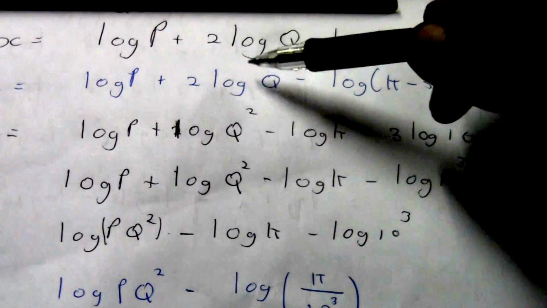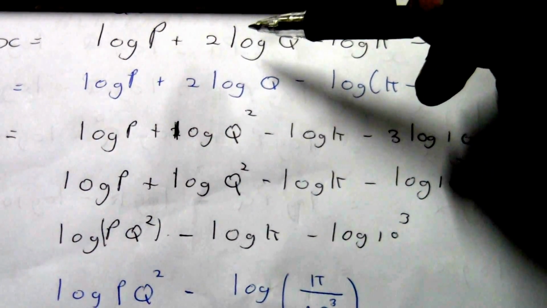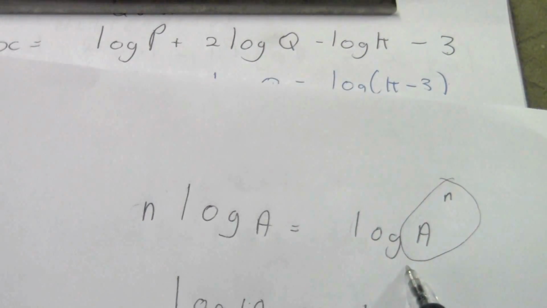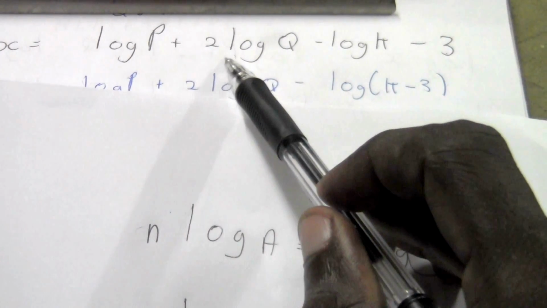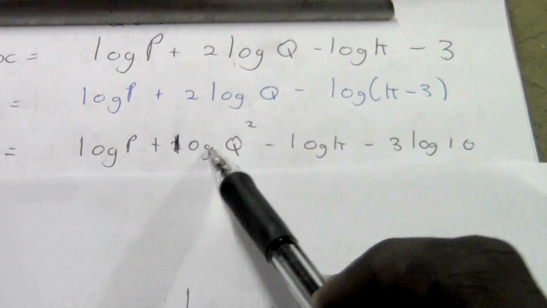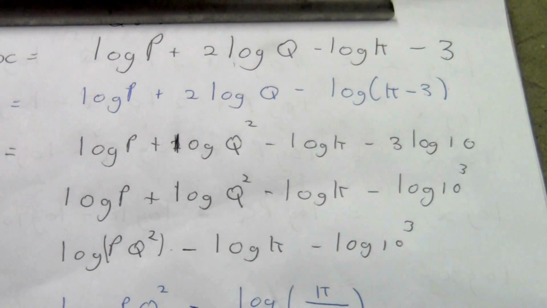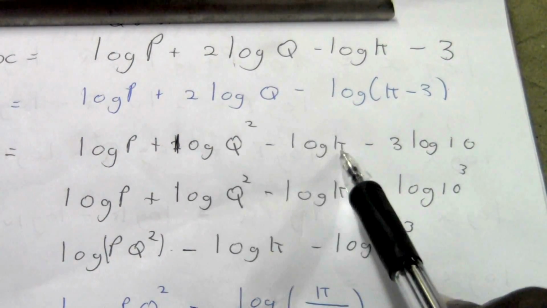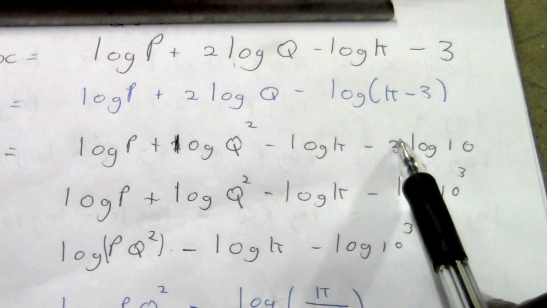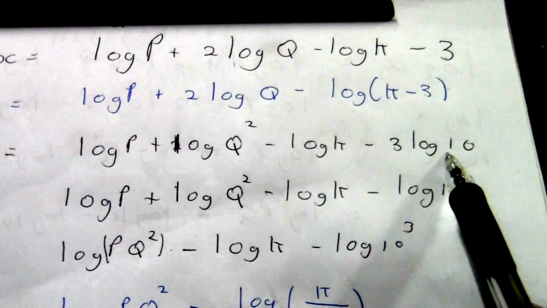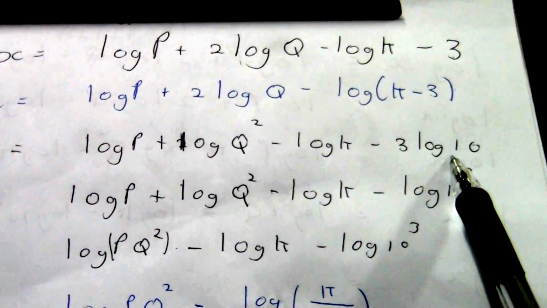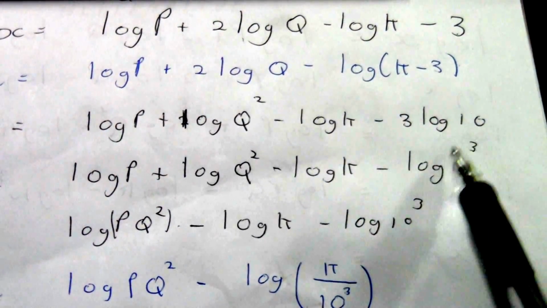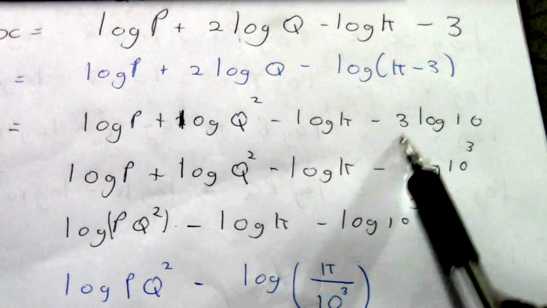So let's continue with the right steps. We use this rule to turn 2 log q into log q squared, and we continue. So log p is equal to this, turns to this. This comes down, and 3 is represented as 3 times 1, which is minus 3 log 10. And then I use the same rule: 3 log 10 is equal to log 10 to the third power. Just throw this up there.